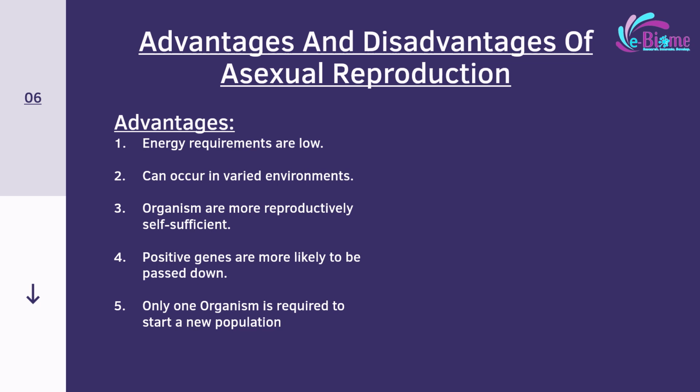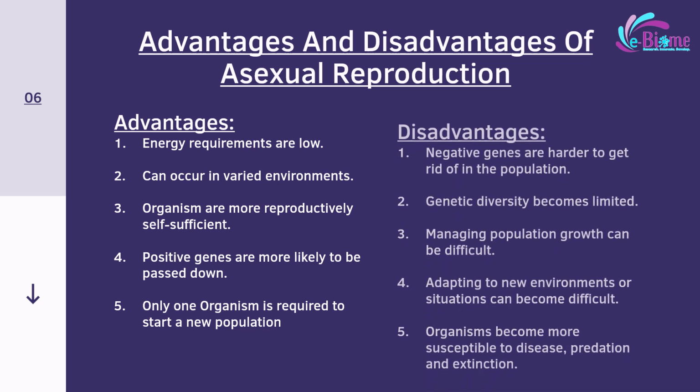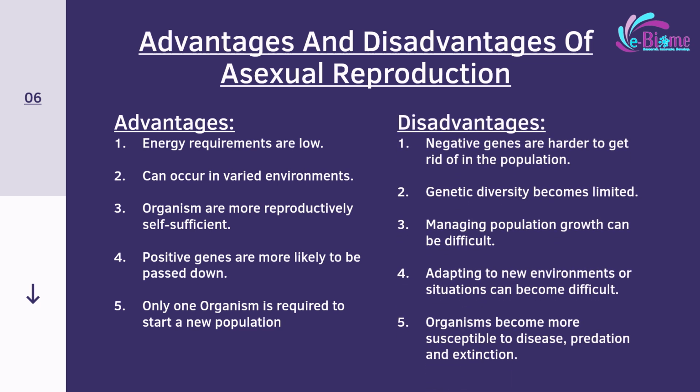Now for some disadvantages. Disadvantages of this reproductive strategy include negative genes have a harder time getting out of the population. This is because if any negative genes are already present in the population, there are no new mates to help introduce good genes into the population.